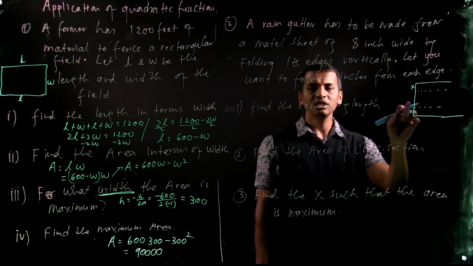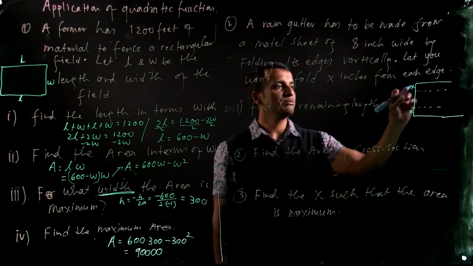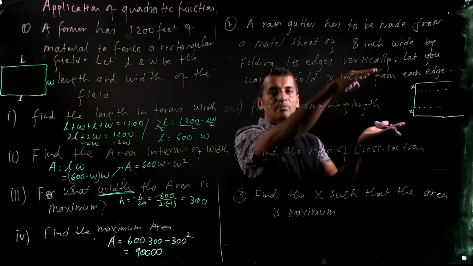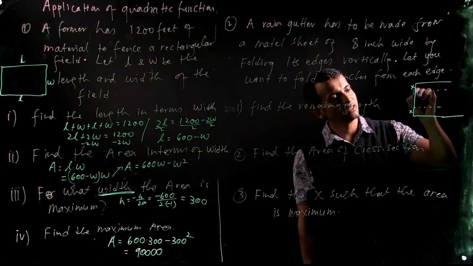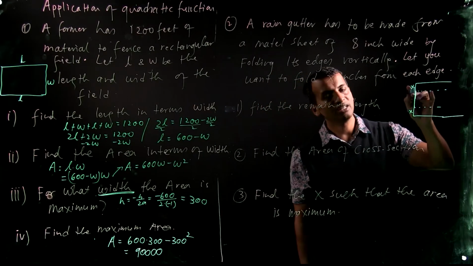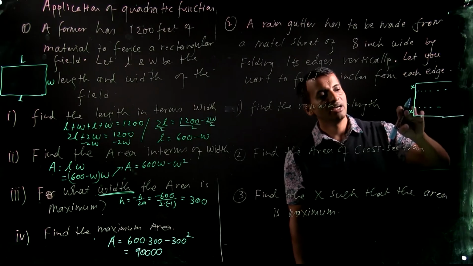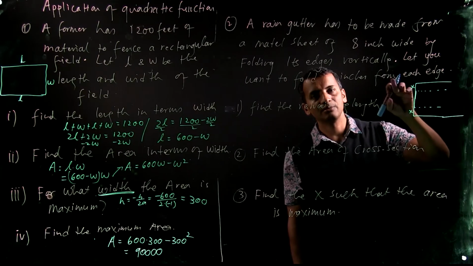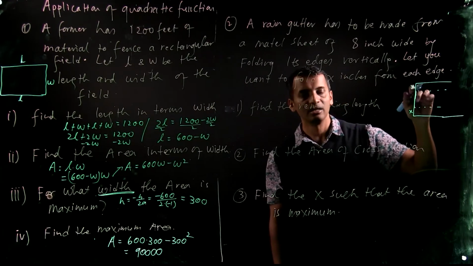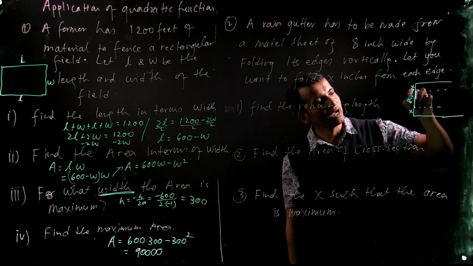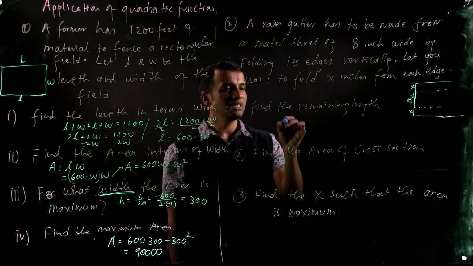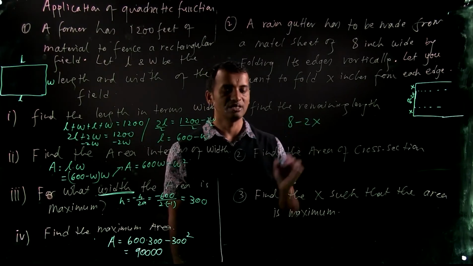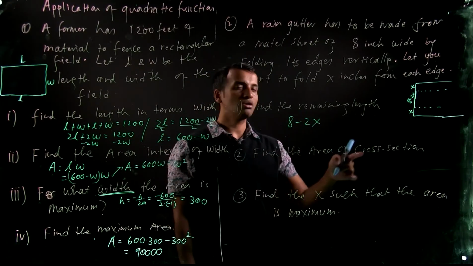The question is: find the remaining length. If you fold x inches from the edge, what is the remaining length? The total length is 8, and you are folding x inches from here and x inches from here, so basically you are folding 2x inches. The remaining length is 8 minus 2x. That's the answer. Now find the area of the cross section.